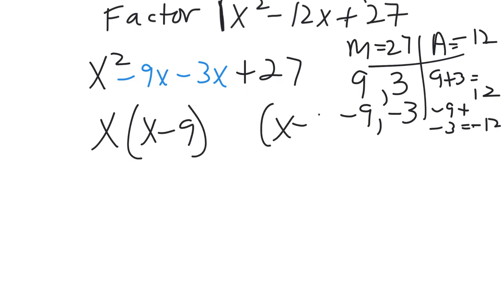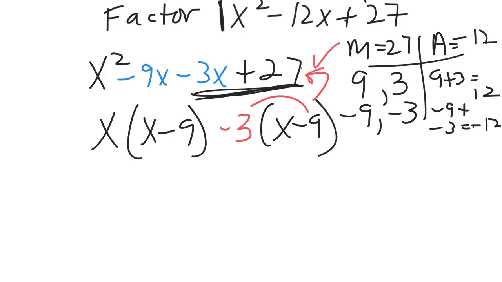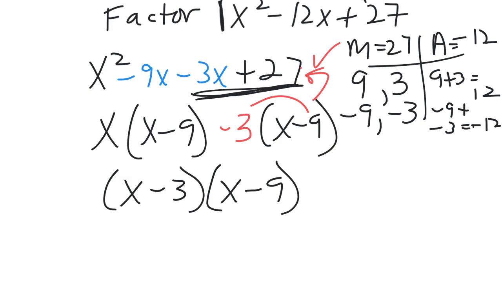Copy x minus 9 again, and then ask myself, how would I generate these last two terms with what I have? If I have to get a negative 3x and I already have an x, then in here must be a negative 3. Now double check, does negative 3 times negative 9 give me 27? And yes, it does. So we're good. Okay, so we take the things outside, each side of the parentheses, write them in their own set of parentheses, and then copy what they had in common. And you're done.